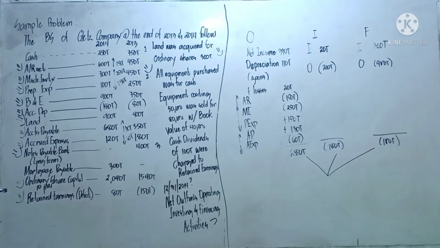The answers are indeed the same. So the answer for operating is 280. So 330 plus 110 minus 150 minus 250, then plus 20 plus 150 plus 130 minus 60,000. So it's correct.